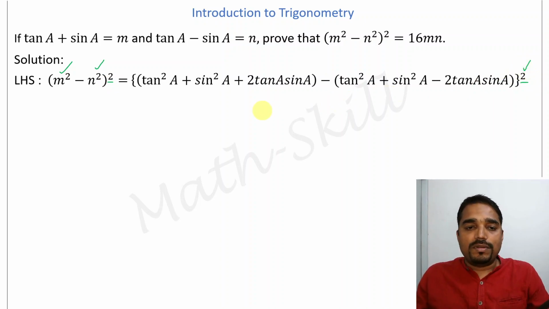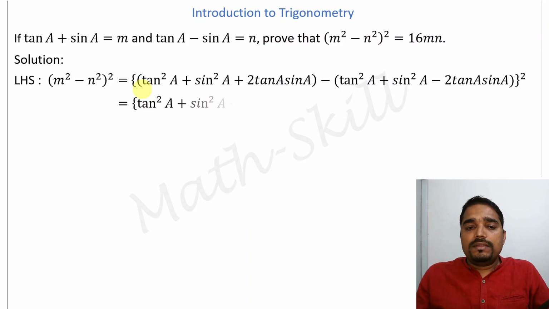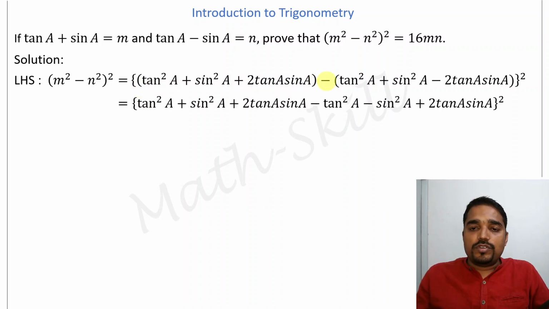Now in order to simplify, let's open the inner brackets. What we have in the RHS upon opening the brackets: the first 3 terms would remain as they are, whereas for the second 3 terms, the sign would change since it is getting multiplied by minus. Minus of tan square a is equal to minus tan square a. Minus into plus is minus sin square a. Minus into minus is plus 2 times tan a sin a.